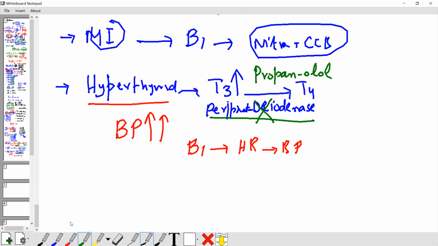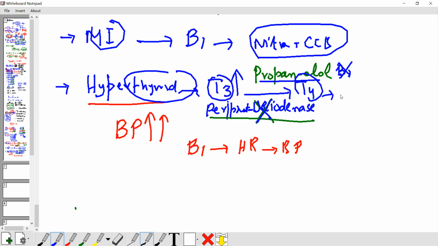Propranolol has two things to do. It also blocks beta 1, and it also blocks this enzyme. So in a hyperthyroidism case, where T4 is converted to T3, it will lead to overactivity. In a hyperthyroidism patient, the preferable drug is propranolol.